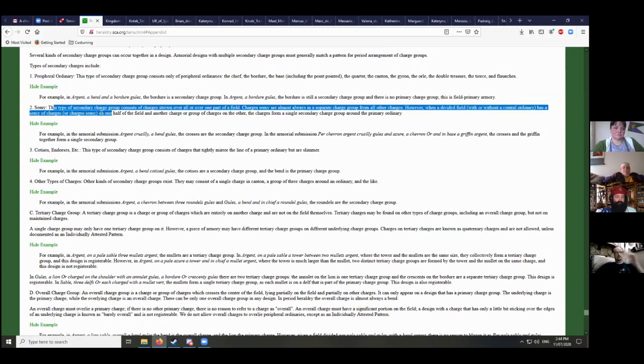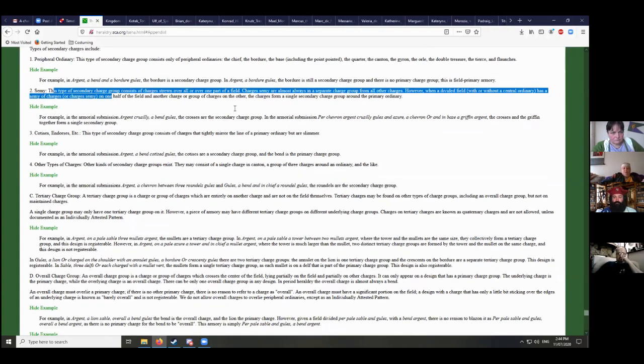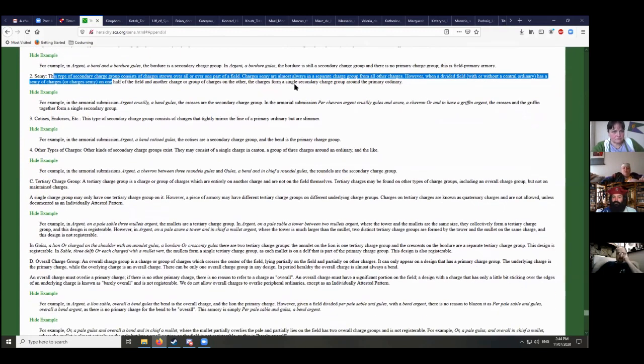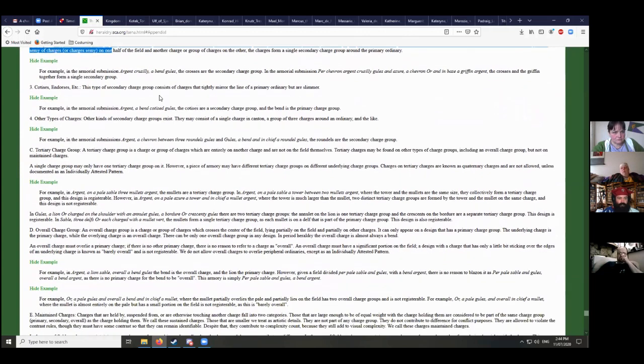Semy. This type of secondary charge group consists of charges strewn all over one part, overall or over one part of the field. Notice it's strewn over the field. Charges semy are almost in a separate charge group from all other charges. There's a couple of extra bits to go with this one.